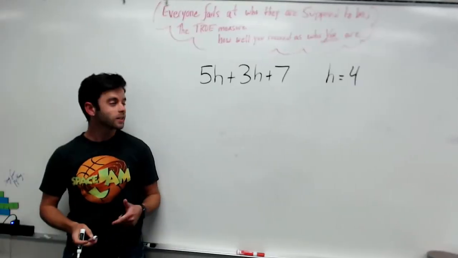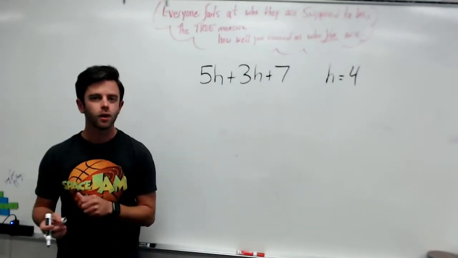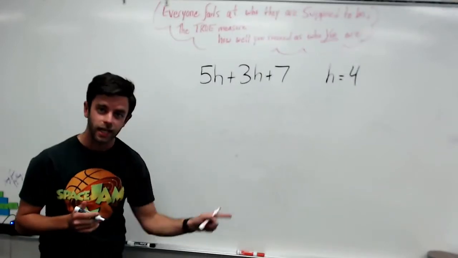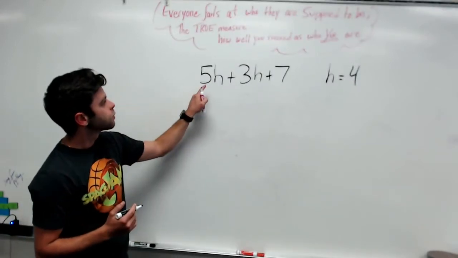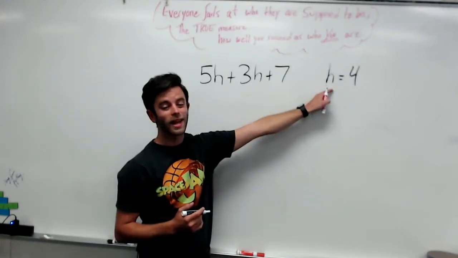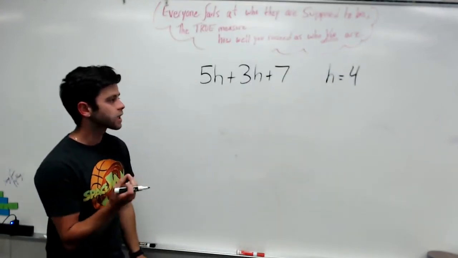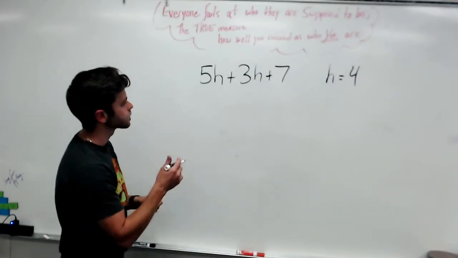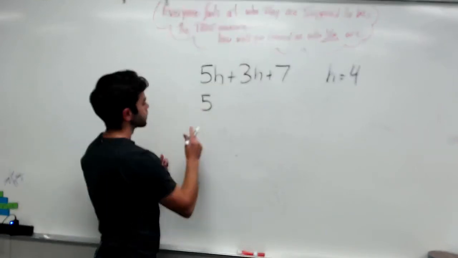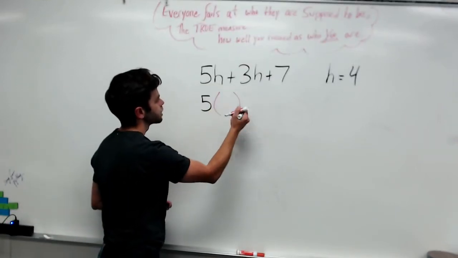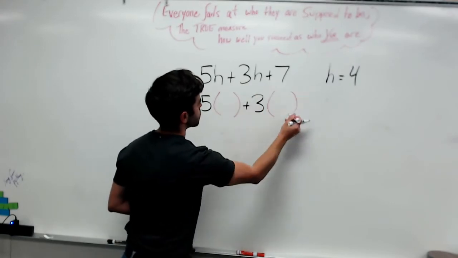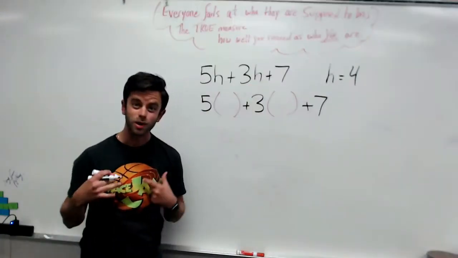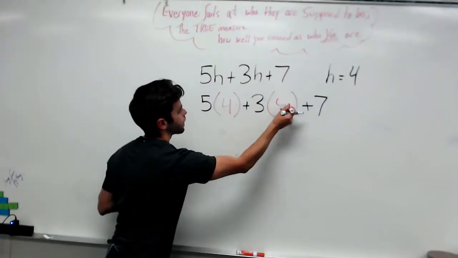All right, our next one. Now I'm just showing you different varieties. You should be writing down every single one, exactly how I'm doing it. So we have 5h plus 3h plus 7 when h equals 4. There's a couple ways to do it. We could either combine like terms if we want. I'm not going to do that right now. If you want to, fine. But anytime I see an h, I'm putting a parenthesis. Since h equals 4, I'm going to plug and chug that 4, and then I'm going to PEMDAS.